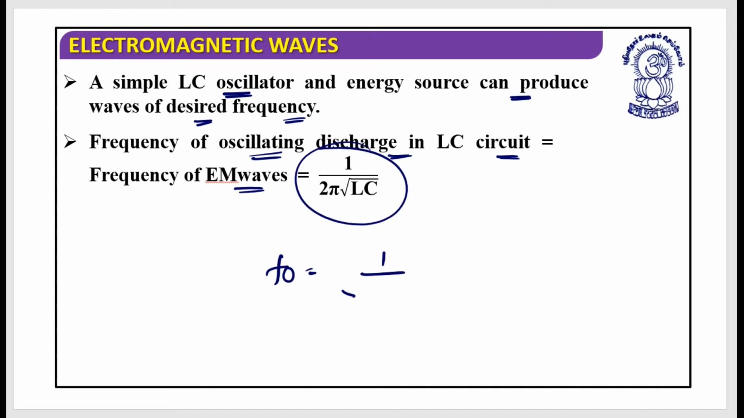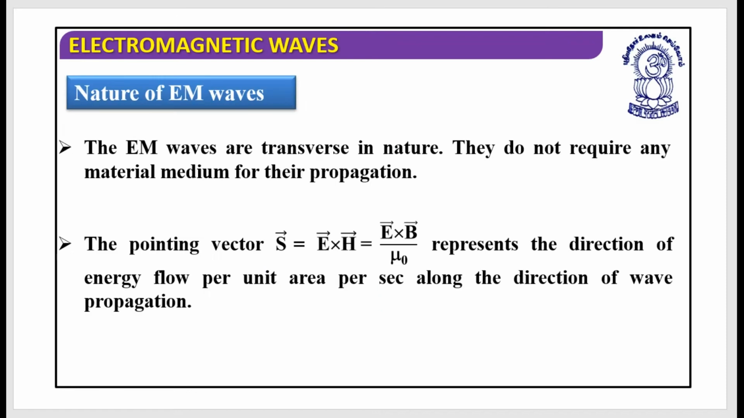It's 1 upon 2 pi under root of LC. This term is not new to us. We have learned this in alternating current, that this is the frequency which has the capability to develop resonance. I hope you remember it.